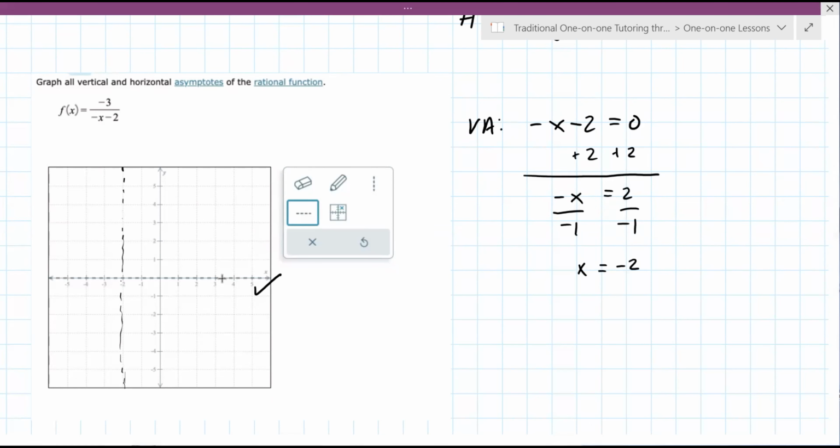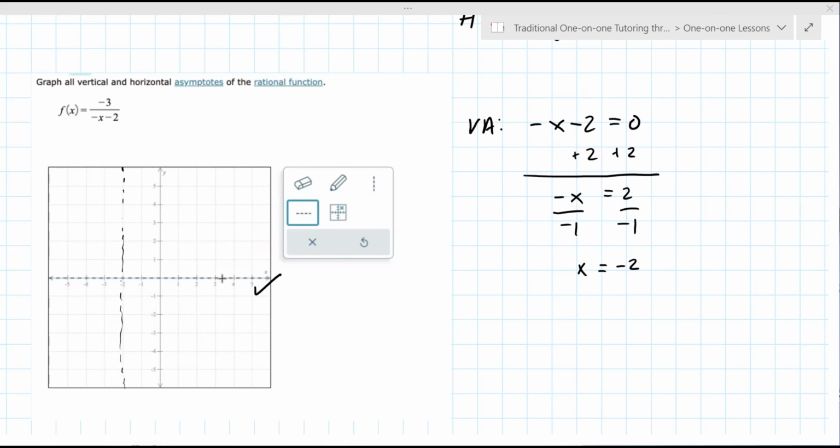Okay, and then I guess I'll just share my screen and snip it in. I'm gonna try. Okay.